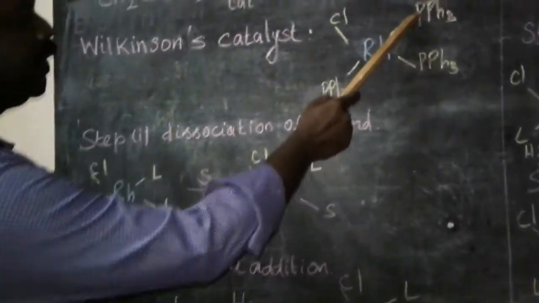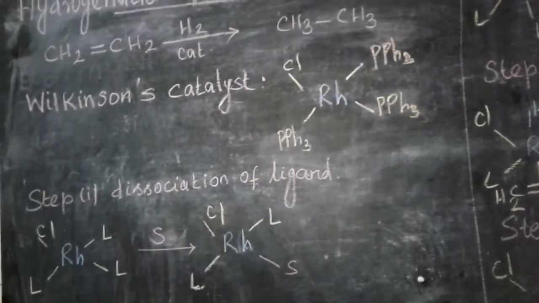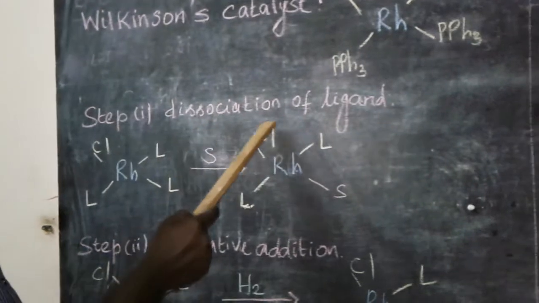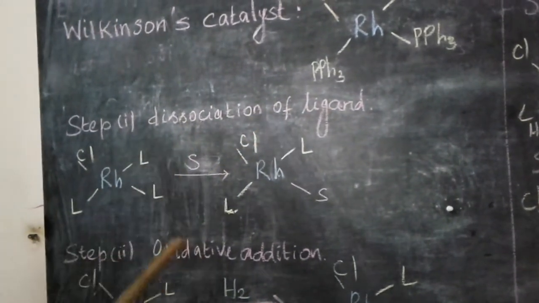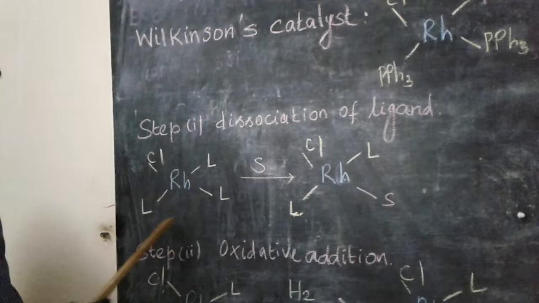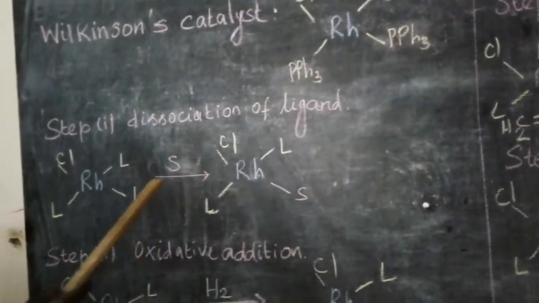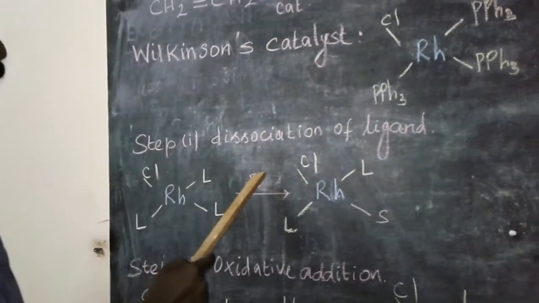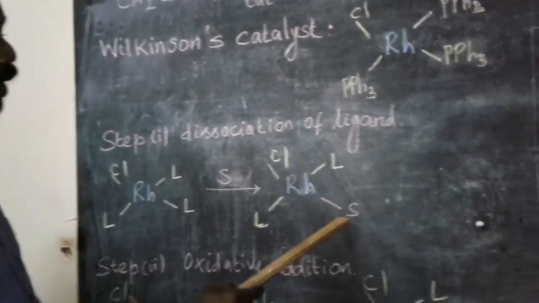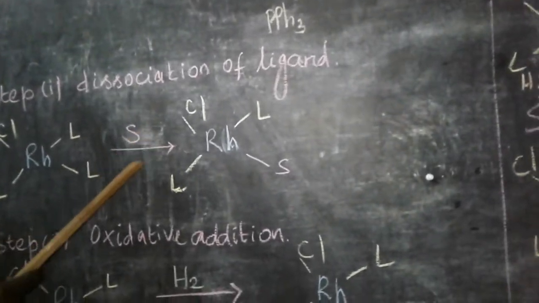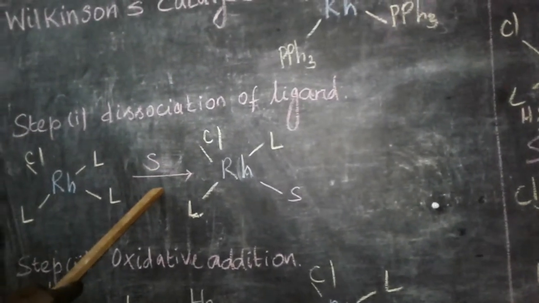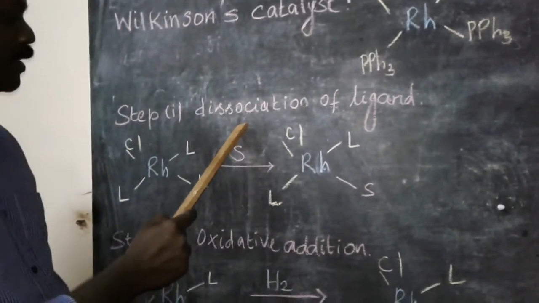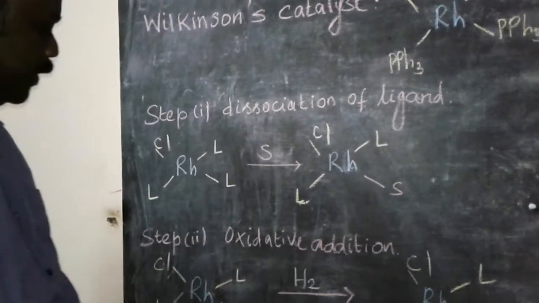In the catalyst, we have 3 triphenyl phosphine ligands. They are very big ligands. So in the first step, one of the ligands gets dissociated. That means one of the ligands is lost. For simplicity, I put L for each triphenyl phosphine ligand. So here, you look, one ligand gets dissociated, and in that place, an S comes and coordinates. S means the solvent that is usually present in the mixture. So in the first step, one of the ligands gets dissociated and the solvent gets coordinated.